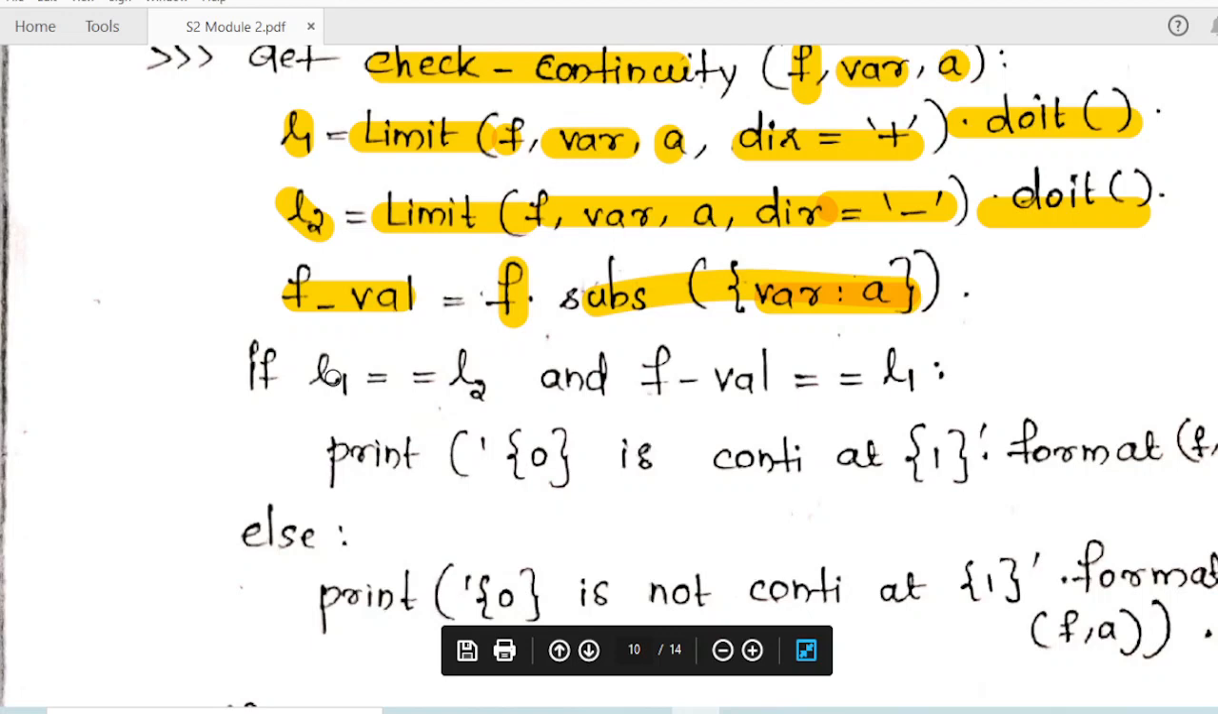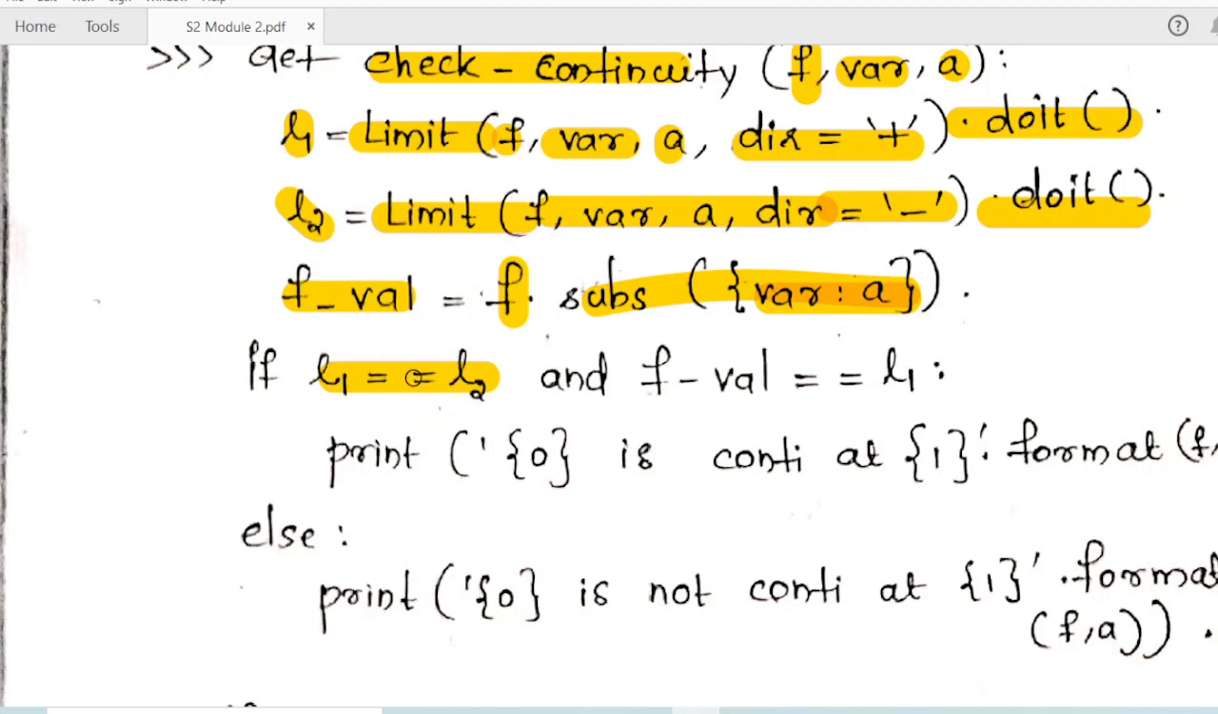So we are going to use the if else statement. If L1 equal to L2. I have already told that for equal to, in Python, we write double equals: L1 equal to L2 and f underscore value equal to L1. Then we have to use the print function: '{0} is continuous at {1}'.format(f, a). This we are always familiar with. We are almost familiar with the format function.